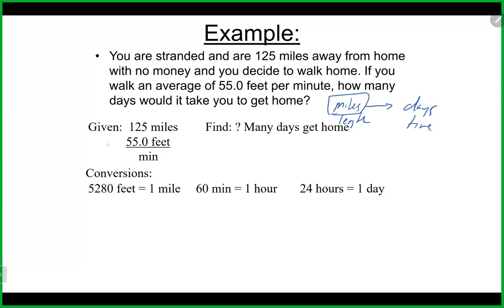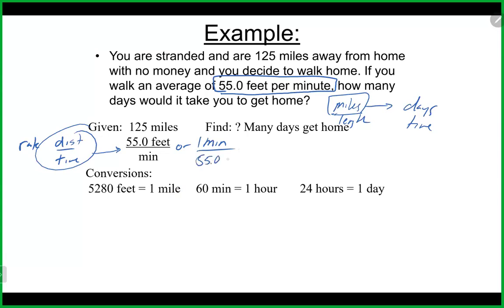What's going to allow us to do that is actually what was given to us in the problem, which is a conversion factor: we are moving at 55 feet per minute. That is like a rate, right? It's your distance over time. So that's what's going to allow us to get from length or distance into the units of time. We could definitely use this as a conversion factor. So if we needed to, we could flip it around and do 1 minute is 55 feet, right?